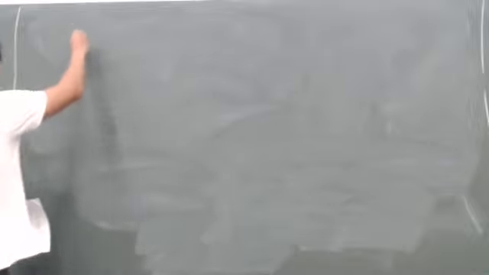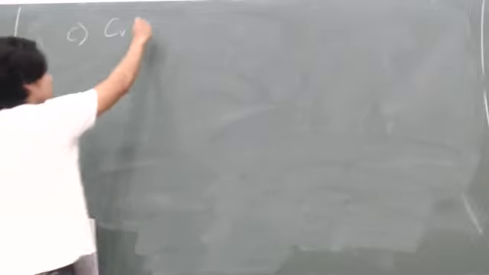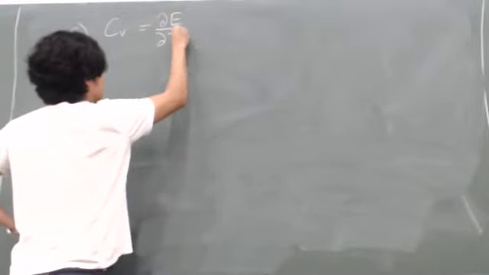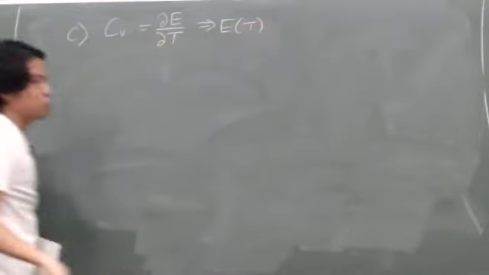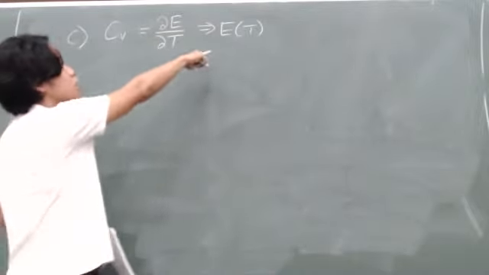Okay, so then moving on to part C, we have to get the heat capacity. So we want to find C_V, the heat capacity in terms of temperature. So for heat capacity, it's defined as dE/dT. So that means we need an expression of the energy in terms of temperature. Okay, so we need energy as a function of temperature.